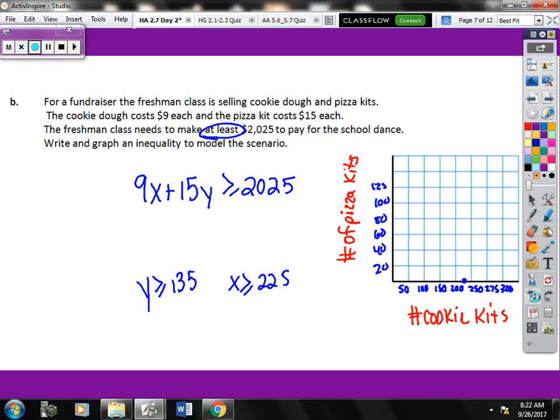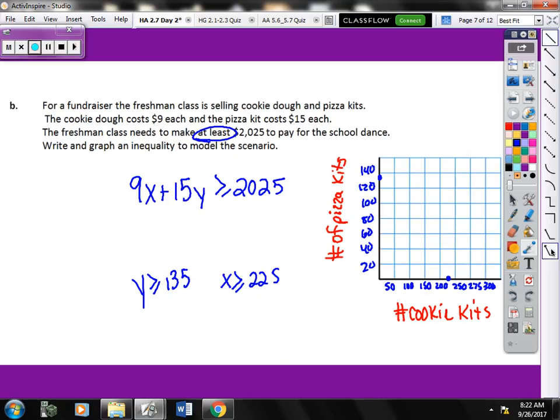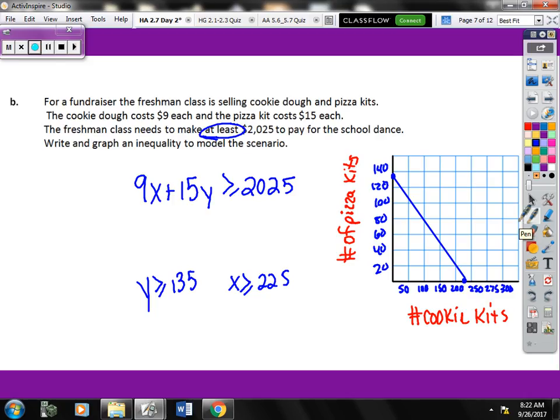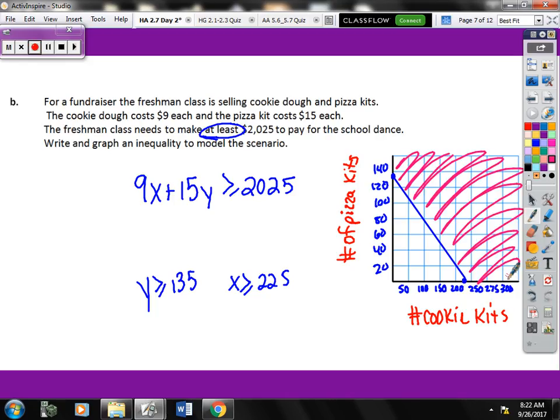Oops. Sorry, so 135. Again, closed circles because we do have the equal bar. Connect those, and did we shade above or below this final line? Clayton? Above. And technically this goes off the page too. So even though we only counted up to 160 and 350, we could go beyond that.